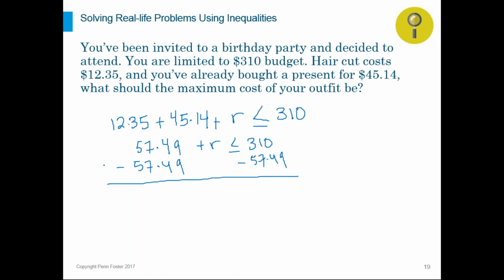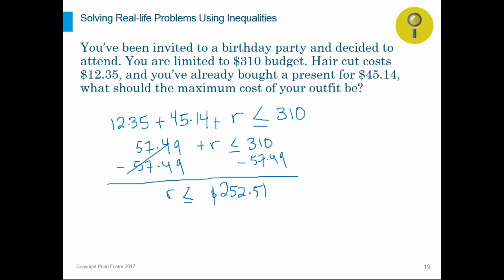Okay, that will go, it's a 0. R is less than or equal, use your calculator if you want, 310 minus 57.49 will give you the maximum cost of your outfit, which is $252.51. The outfit should not exceed this amount. If it did, you would go over budget. But if you went below that number, then you are below budget.